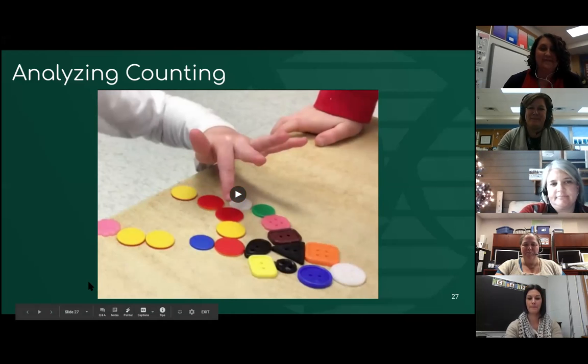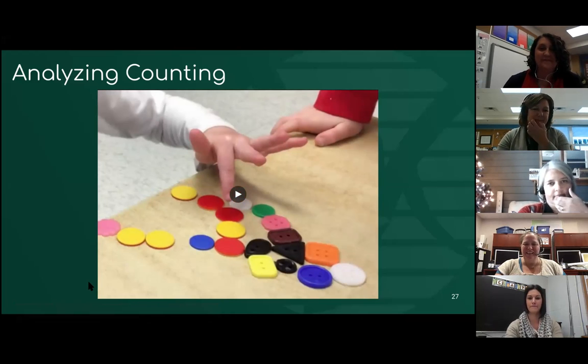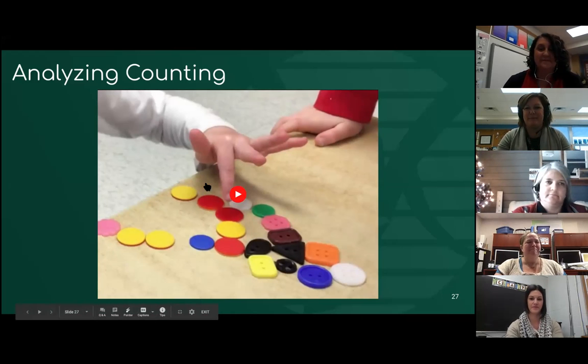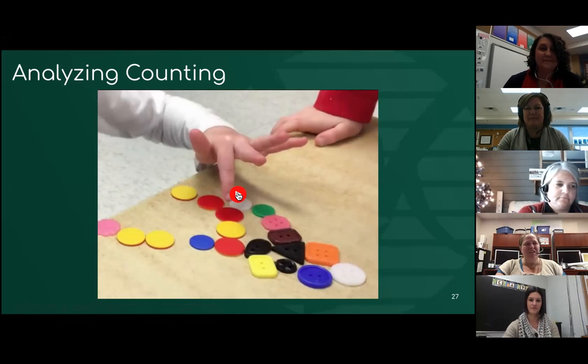I don't know if that's pretty typical of the fall of JK or if this is more middle of JK, but I'm going to play it one more time. And we're looking for what do they know? And we can put that in the chat. Don't forget to include the attendees. And then what pieces of counting are they struggling with?